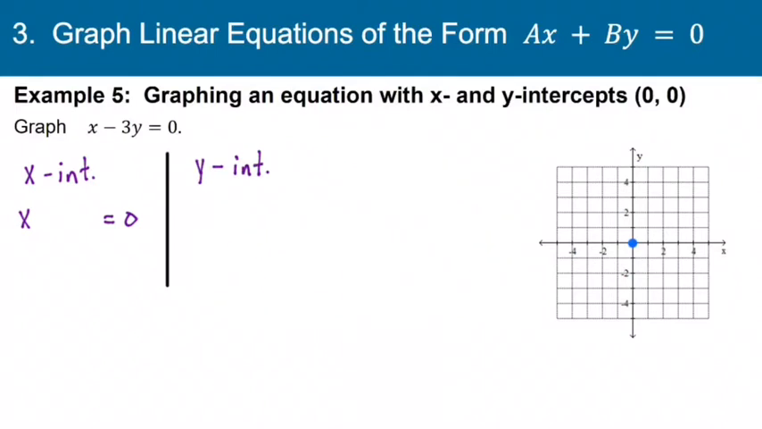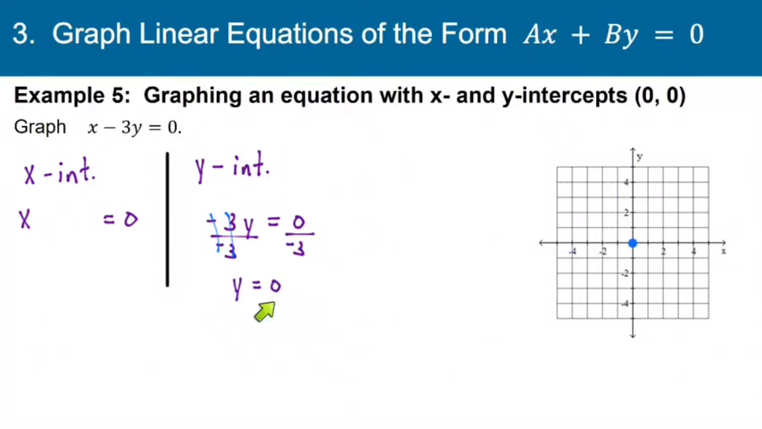And now if we do the y-intercept, we'll plug in 0 for x. So if we take our equation and plug in 0 for x, this term will disappear, and that leaves us the equation -3y equals 0. Divide both sides by -3, and of course that gives us y equals 0 divided by -3, which is still just 0.